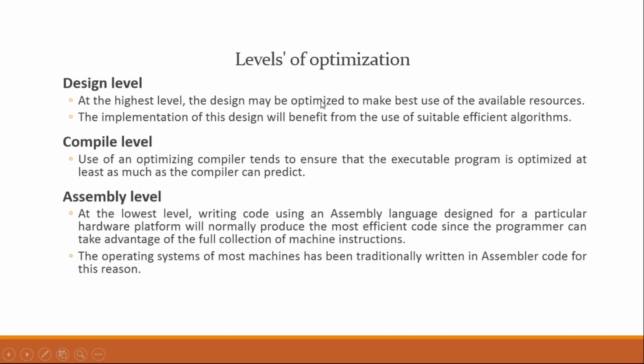Now, how many levels of optimization are there? The first level is the design level, the second one is the compile level, and the third one is the assembly level. As we discussed, the design level is the first phase of our compiler that is directly connected with our source code. So we can say that this is the highest level optimization phase. How many resources we will want in the future, and whether the algorithm is efficient or not, that type of optimization is in the design level section.